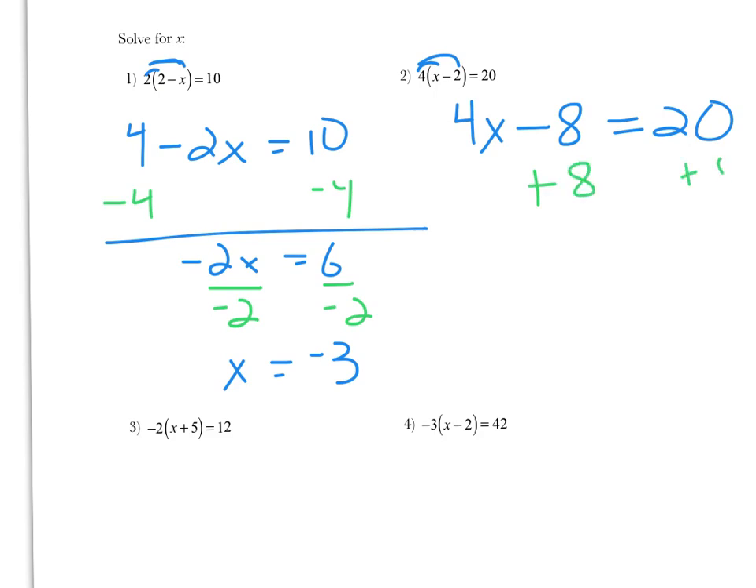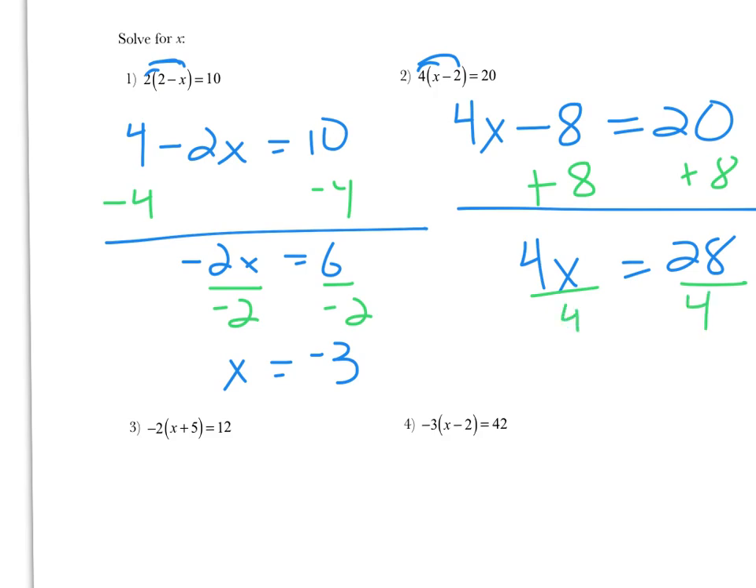We have a minus 8. We're going to add 8 to both sides, which leaves me with 4x equals 28. And then dividing both sides by a 4 to get x by itself, I end up with x equals 7. Okay, let's try a couple more.